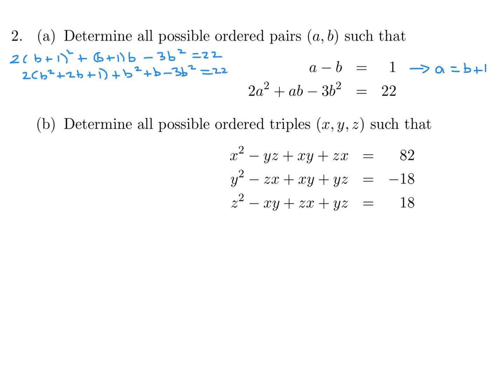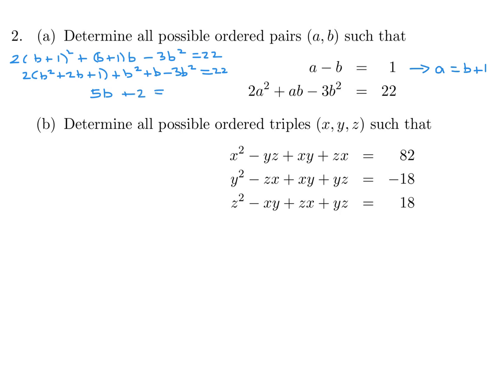So this is going to be 2b plus b minus 3b. So the b squareds interestingly cancel out. So that's very helpful. So then I'll have 4b plus b. So that'll be 5b.